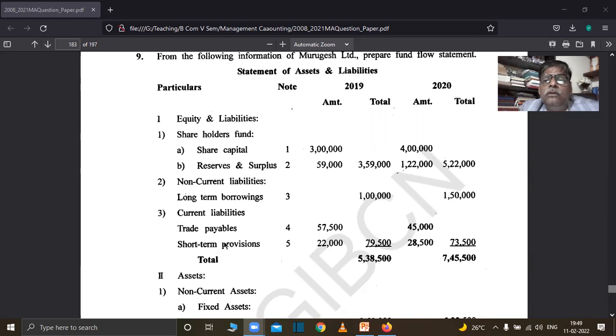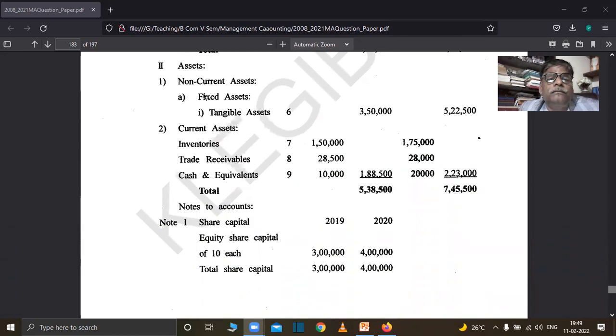These current liability goes to changes in working capital. Changes in working capital. Okay. Next is non-current asset. Tangible asset 3,50,000, 5,22,500. So there is a difference. Okay. Then what is the difference? Increase is there. Whether the increase is due to purchase of asset or any other reason, that is to be ascertained only with the help of this schedule.